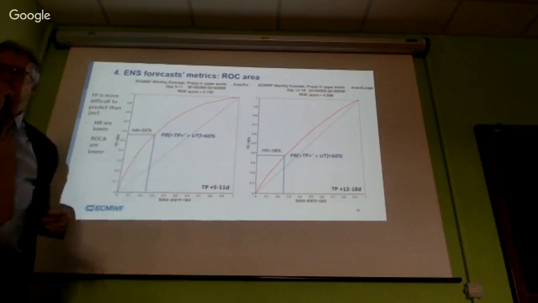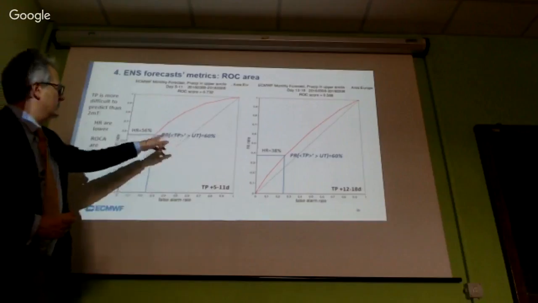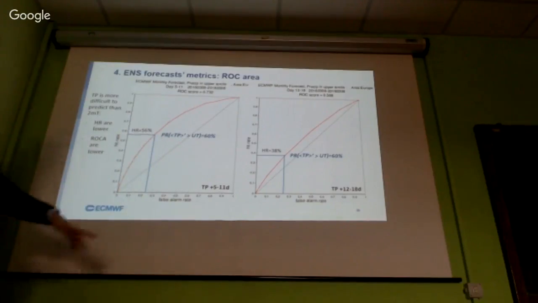If I take the same probabilistic forecast, 60%, then my hit rate now goes down to only 56% of the time.